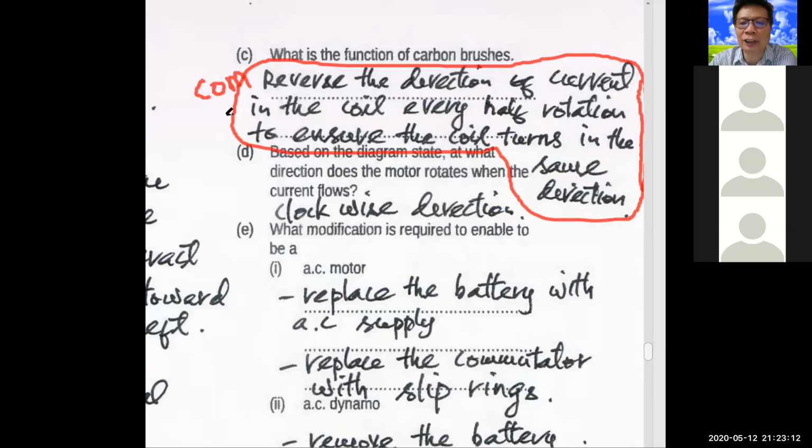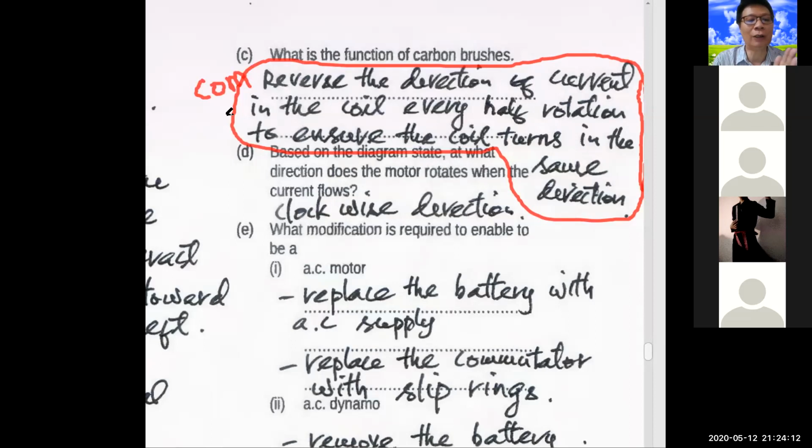Alright, now I tell you the function of carbon brush. Okay, carbon brush function. Ready to write or not? Carbon brush function is to maintain the contact with commutator to ensure current flows continuously. Okay. To maintain the contact with the commutator to ensure the current flows continuously. That is the answer of carbon brush. Carbon brush is soft, so it will maintain the contact with the commutator so that the current can continue to flow. Okay. Got it or not?